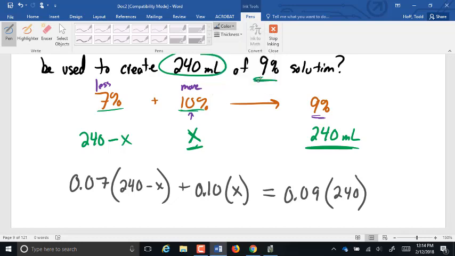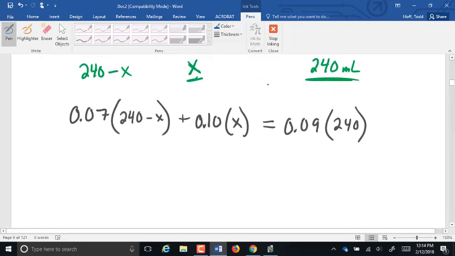So now again, we need to simplify or combine anything we can on each side. On the left side, we have 0.07 times 24, which I believe is 18.8.